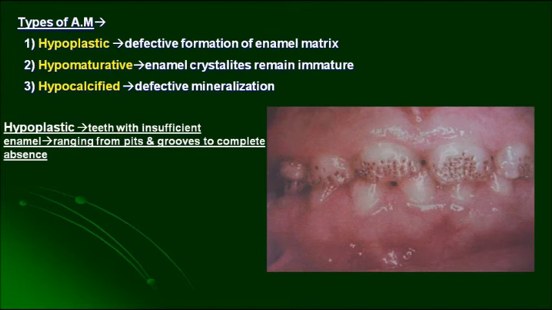In the hypoplastic type, there is a defect in the matrix formation of enamel. Secondly, the maturing doesn't happen, so you have an immature enamel matrix. And lastly, the calcification doesn't happen. So these are the different stages, and when there is a defect in these different stages, you result in 3 different types of amelogenesis imperfecta.